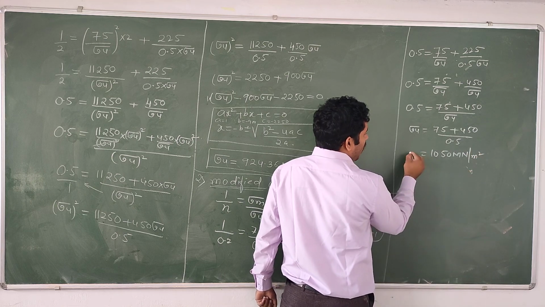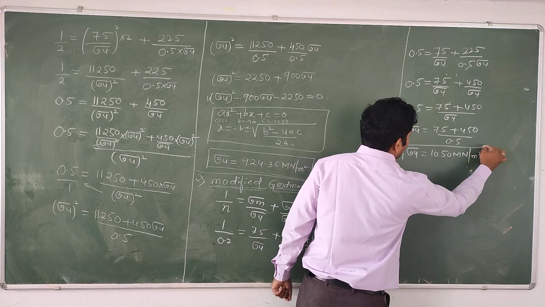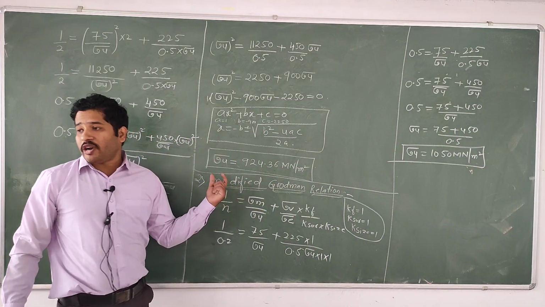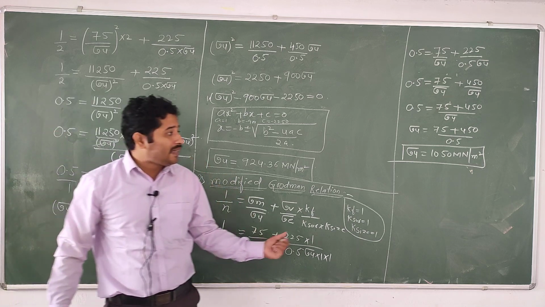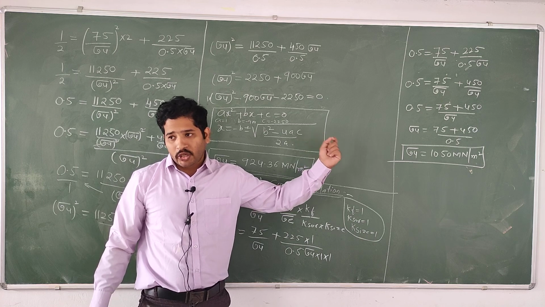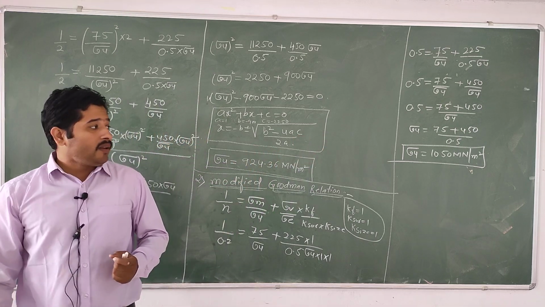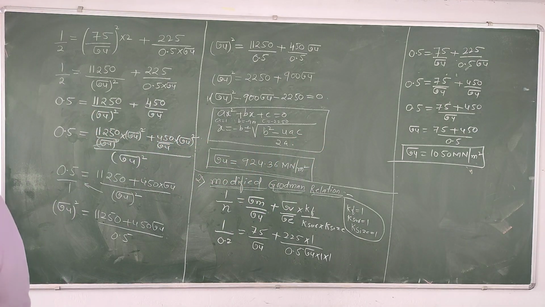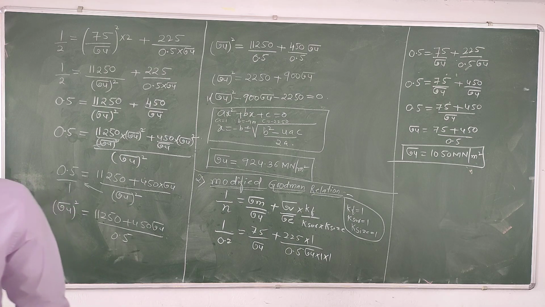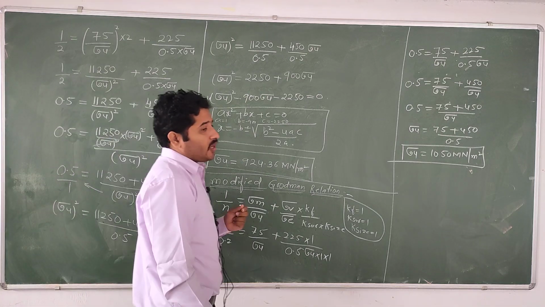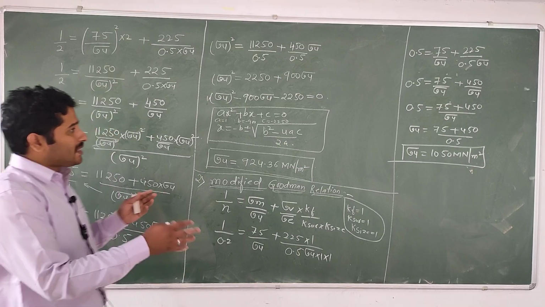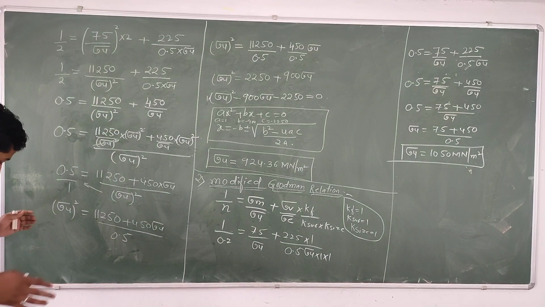That is the value of ultimate strength with the help of the modified Goodman relation. We got the ultimate strength value as 1050 mega Newton per meter square. Again, with the help of the Soderberg relation, we need to find out the value of ultimate strength. Please take this snapshot here, up to here.